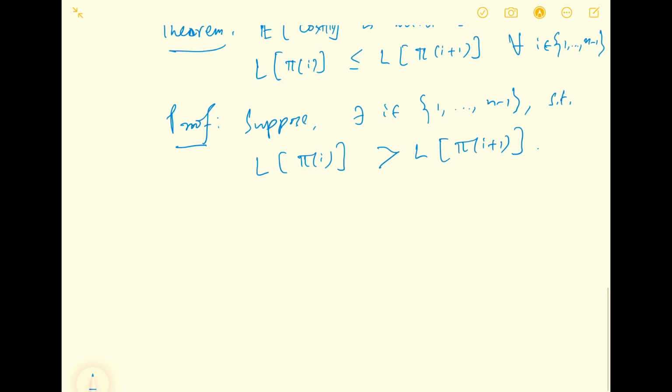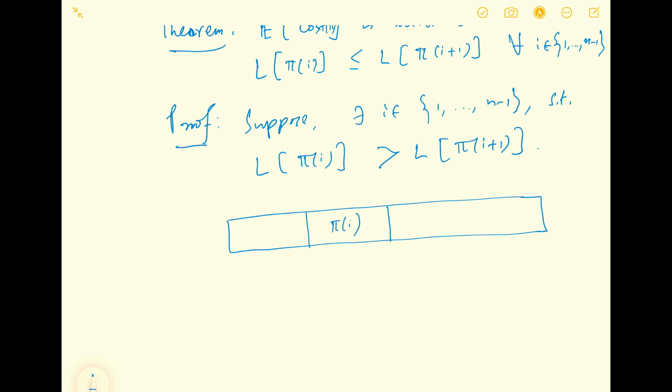Okay, that means here is the permutation pi, and here is this file pi i, and here is this file pi i plus 1. This length is L of pi i, and this length is L of pi i plus 1.